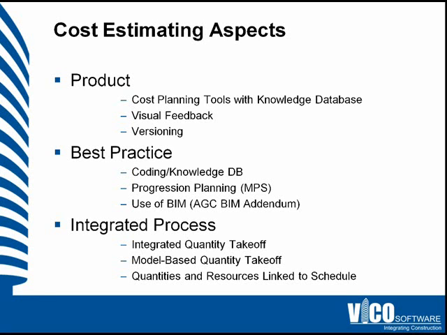Jim does not plan up front what he wants to include in the next iteration of his cost plan. He looks at what is included in the next design iteration and takes it from there, so it is really opportunity driven. There's no use of BIM, so he doesn't have anything in place such as the AGC BIM addendum.